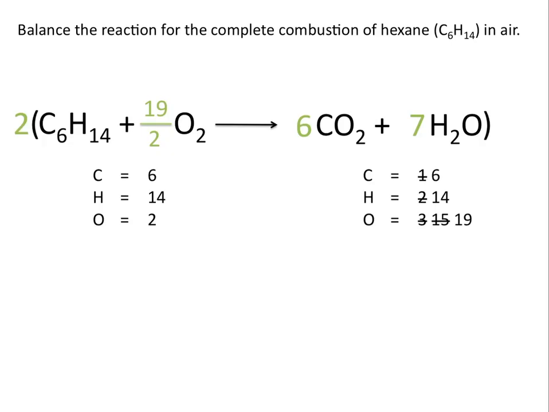But we can't have a fractional coefficient in our balanced equation, so we need to multiply the entire equation by 2. So that gives us 2C6H14 plus 19O2 gives us 12CO2 plus 14H2O. And when we tabulate the number of carbon, hydrogen, and oxygen atoms, you'll see that we have 12 carbon atoms, 28 hydrogen atoms, and 38 oxygen atoms on both the reactant side and the product side.